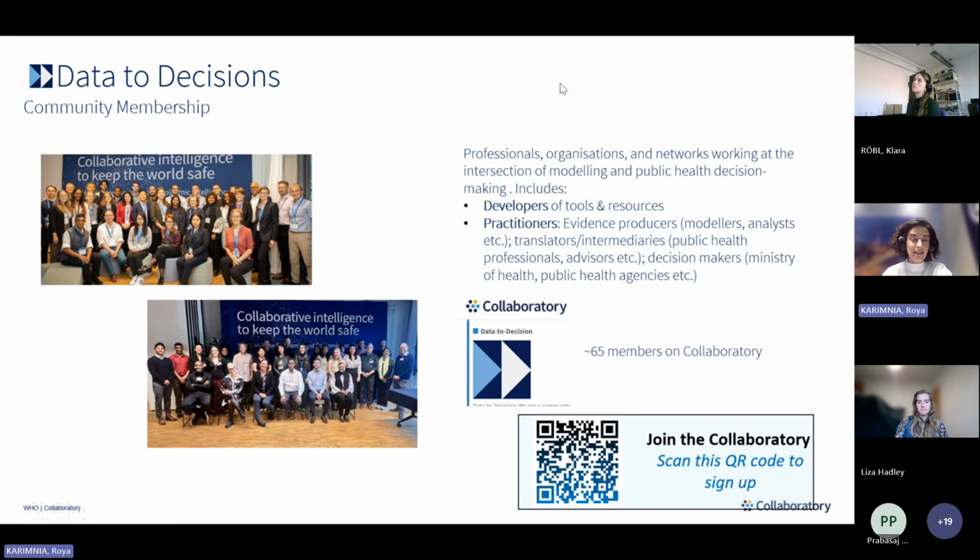These are the modelers, the analysts, the translators and intermediaries, those that are communicating the modeling outputs to the decision makers, and that also includes the decision makers within this community of practice. That's ministries of health, public health agencies, quite a broad term though, I would say. At the moment, we have around 65 members on the collaboratory platform.